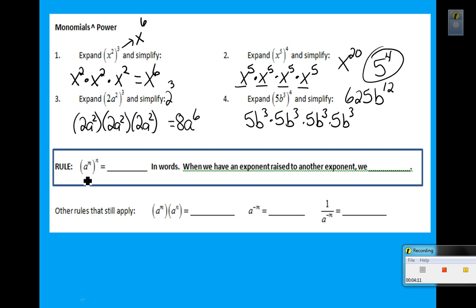So another rule for you. If you have some quantity with a power within it raised to another power, our rule is we multiply those powers. And I usually in class I'll say a power to a power, multiply the powers. In other words, when we have an exponent raised to another exponent, we multiply.